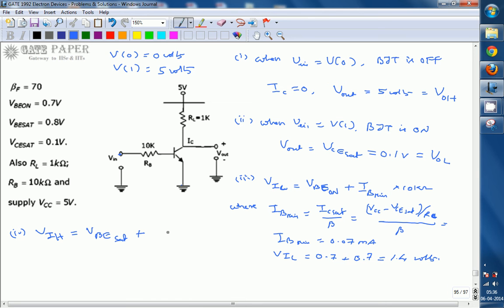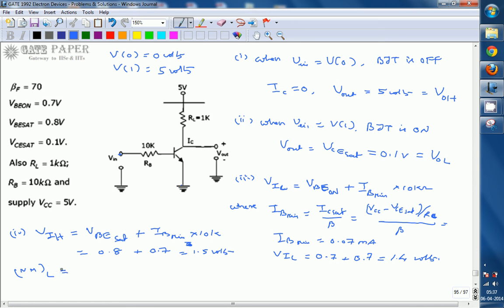So here on condition is nothing but it must come into saturation. VIH is VBE saturation plus IB minimum into 10 kilo ohms, that is nothing but the RS value, 10k. So this is 0.8 volts plus what you are getting, which is nothing but 0.7. So this is going to be equal to 1.5 volts.